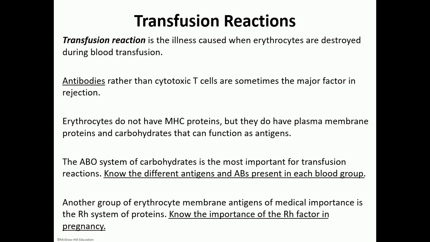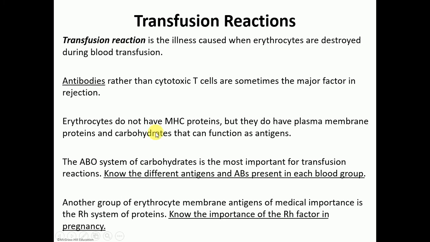If your blood type is AB, you would have both antigens on the red blood cells and no antibodies. If you're blood type O, you would have no antigens. That's where O comes from, zero antigens. But you would have both antibodies, anti-A and anti-B.